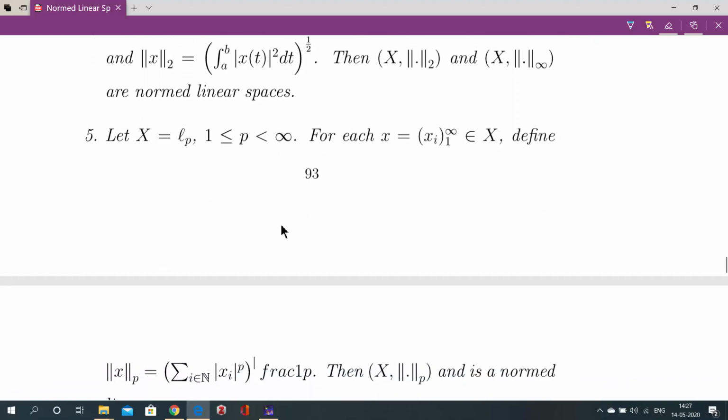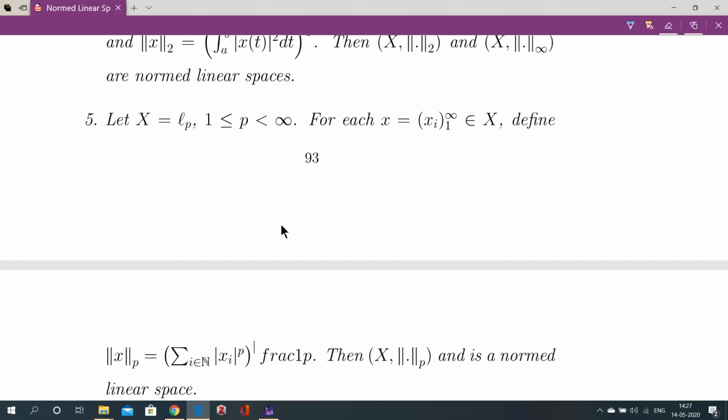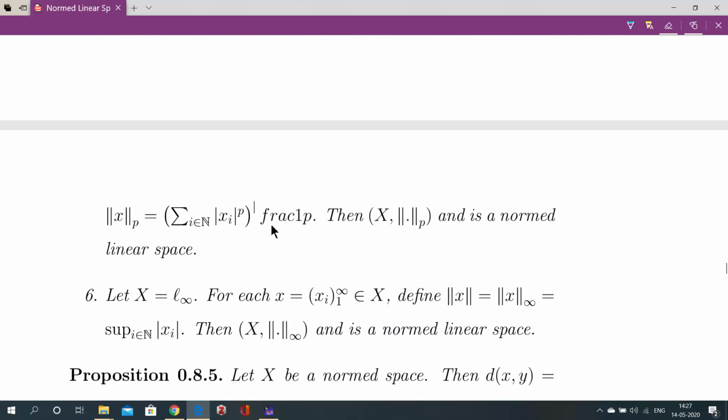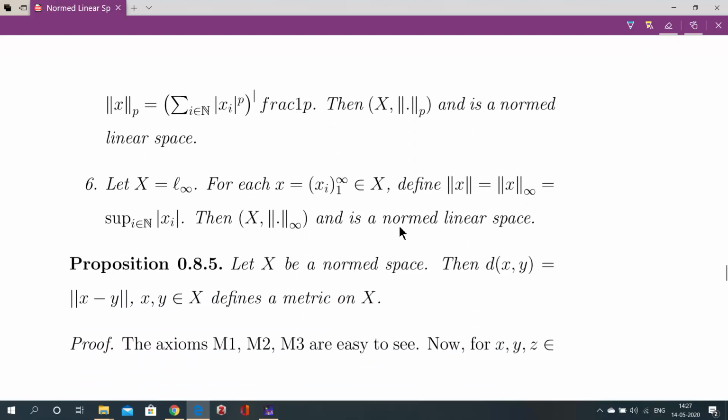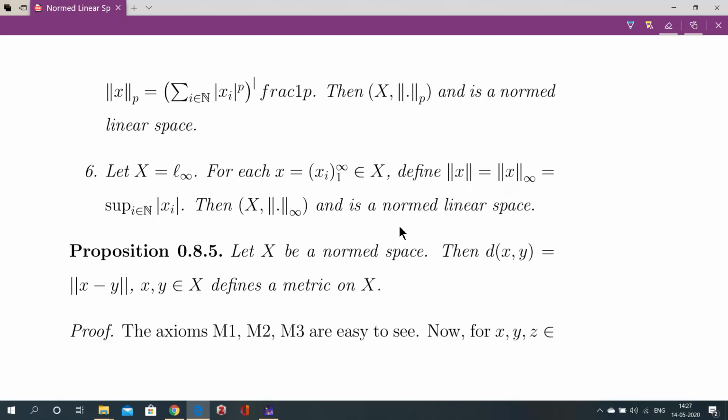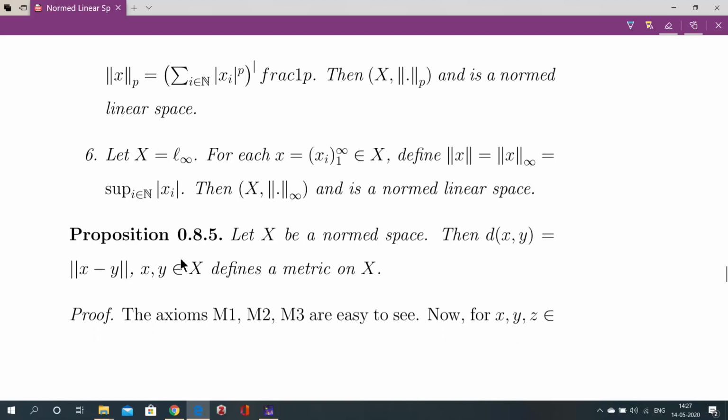So let X be l^p, with p lying between 1 and infinity. For each x equal to (xi) from 1 to infinity, we define the norm of x as the sum of modulus of xi to the power p, whole raised to the power 1 by p. Then this is a normed linear space. And similarly, l infinity is a normed linear space if we define the norm as the supremum of modulus of xi. So now we have a proposition. Let X be a normed linear space, then d(x,y) defined as the norm of x minus y defines a metric on X.